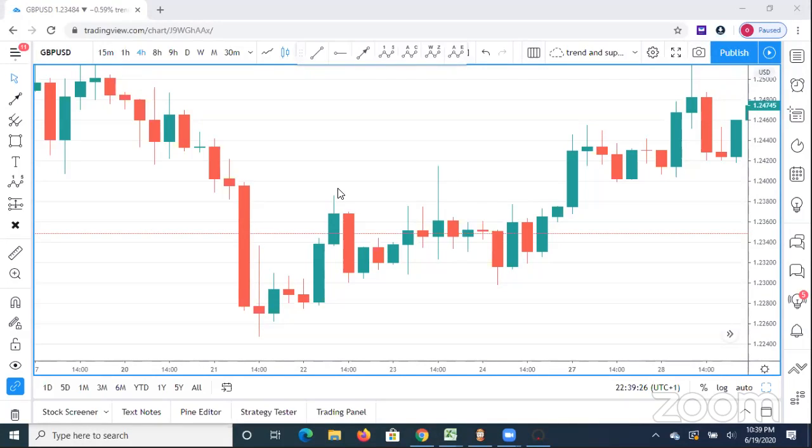If the higher time frame is showing a sell, is it advisable to sell only in the lower time frame? Yes.